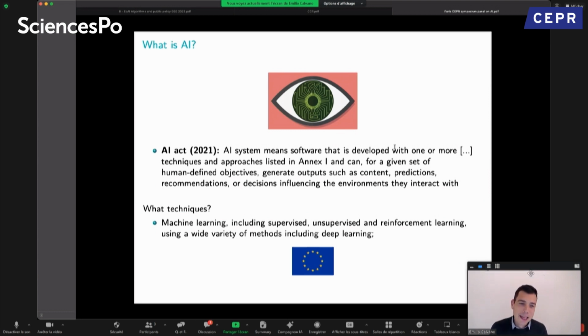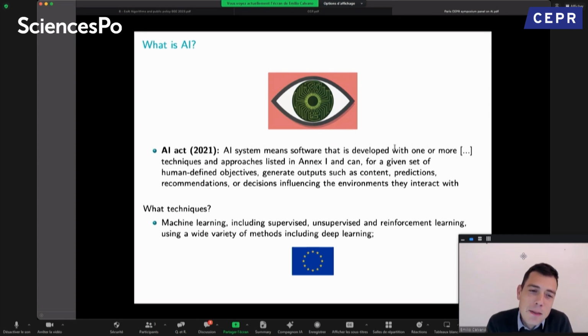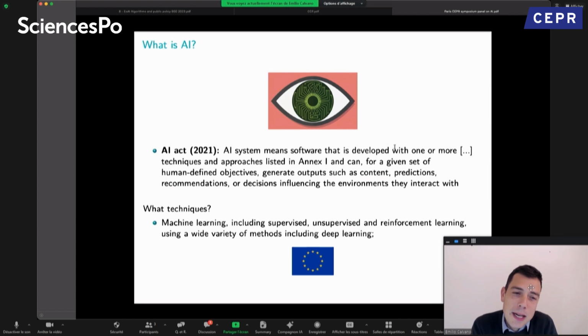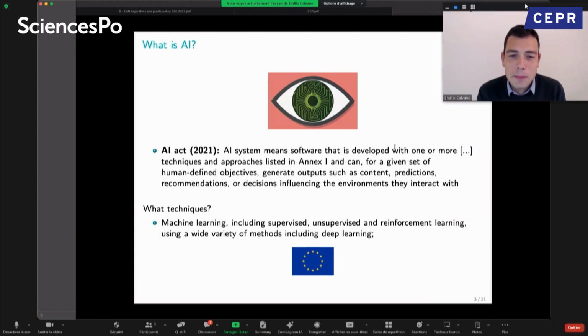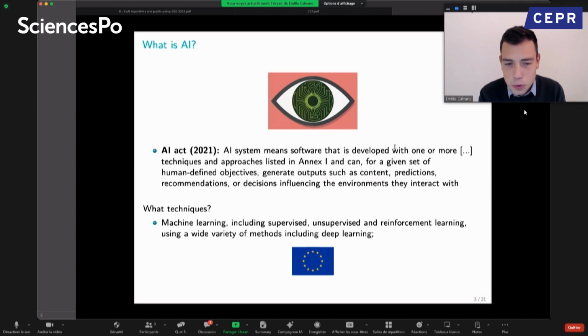So on what AI is, the first definition that I found in policy circles was given by the Commission in the proposal for the AI Act in 2021. Back then, AI was really thought about as a system, basically software, some statistical tool, some technique that can be listed, and that's generating outputs or decisions that influence the environment that they interact with.